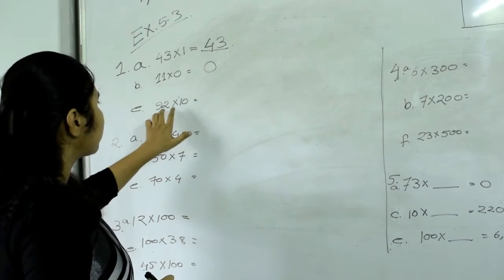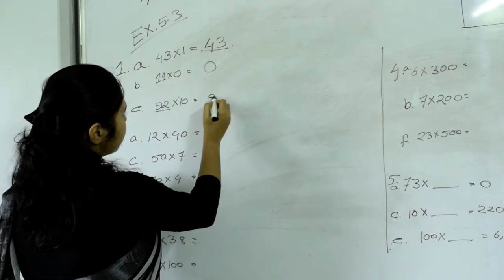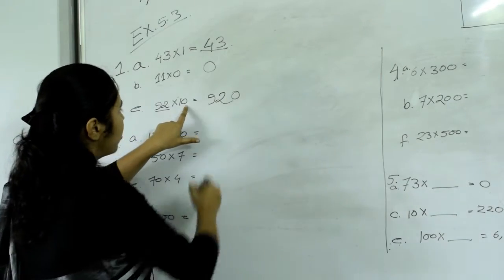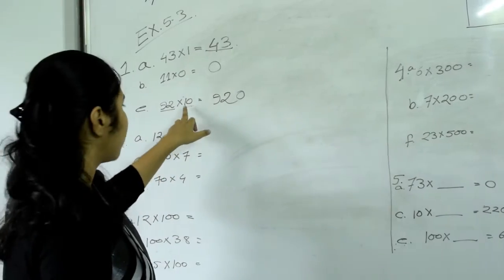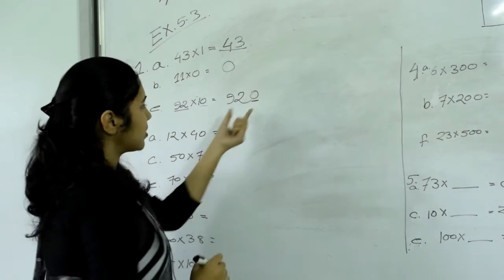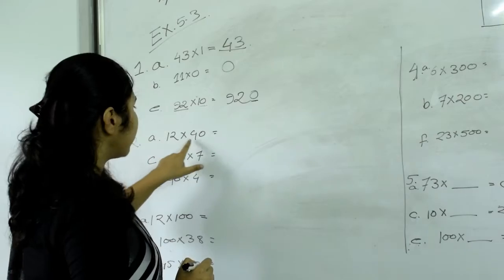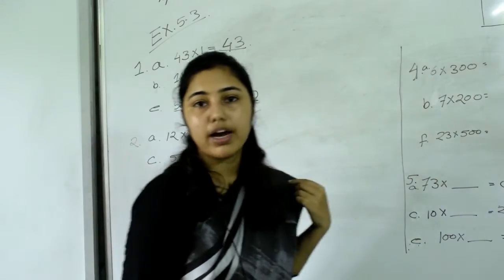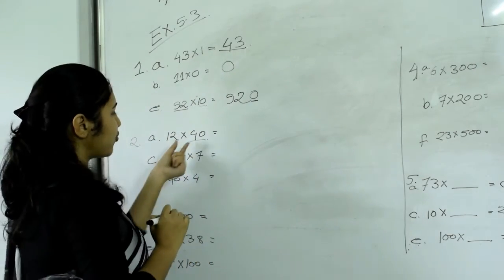Next, 92 into 10. Now write first 92, the number, and then add 1 0, because in 10 here our multiplier is 10, right? So here 1 is followed by 1 0. That's why we are taking 1 0 in 1's place. Next, 12 into 40. Now in this case 40 is a multiple of 10, right? So first multiply 12 with 4.